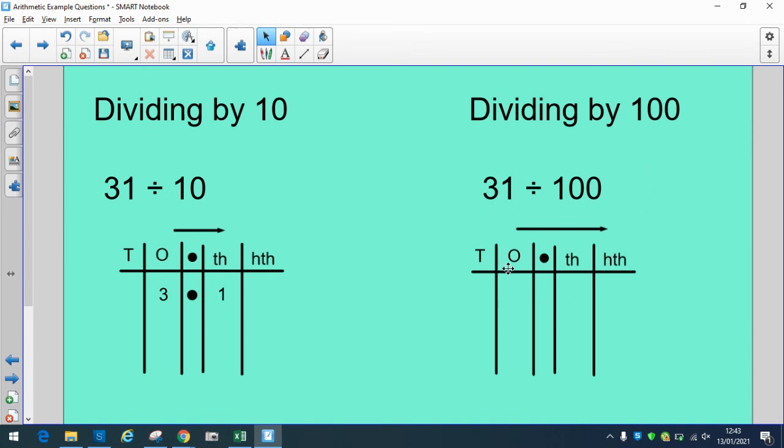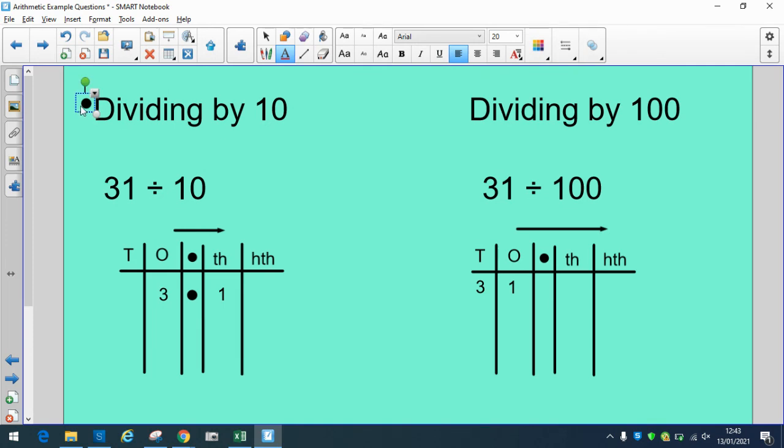Now the same thing happens over here for 31 divided by 100. The only difference is that this time we are moving 2 places to the right. Secret hint to help you moving forward: the amount of zeros in that number is the amount of place value columns that you are moving. So we put 31 back here, so we have 3 tens and 1 one. I'm going to drop my decimal point in before I forget.